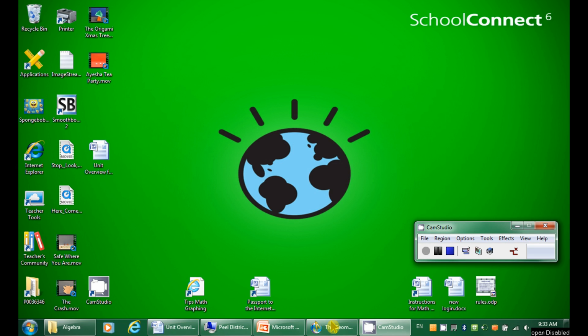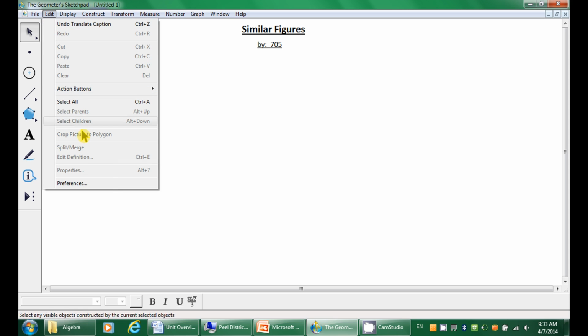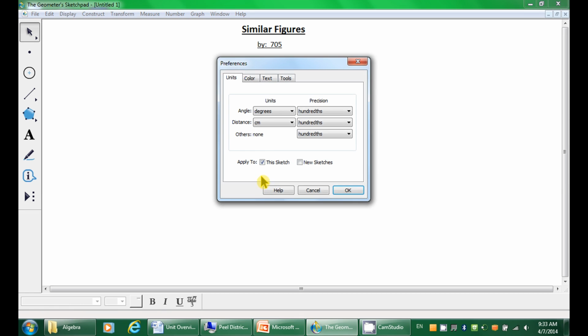Could you please open Geometry Sketchpad? Please type in this title and then type in your name box, first name, last name, class. First thing we want to do is go to the Edit menu and go down to Preferences. I want you to change the angle precision to units, and I want you to change your distance precision to tenths. Then click OK.